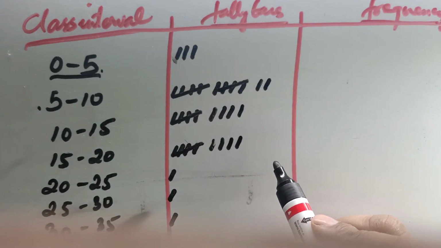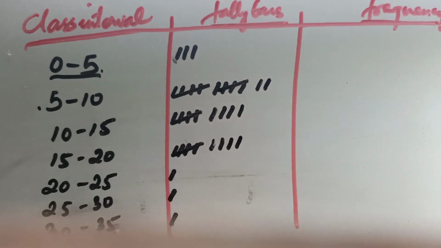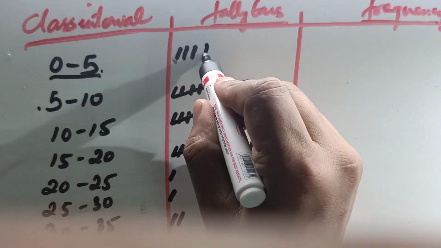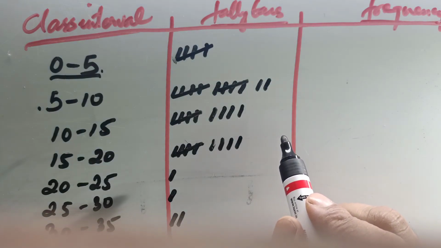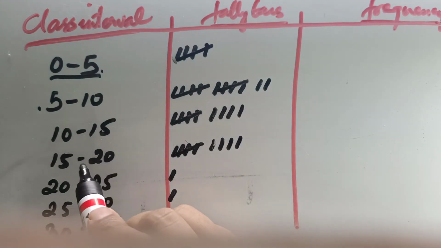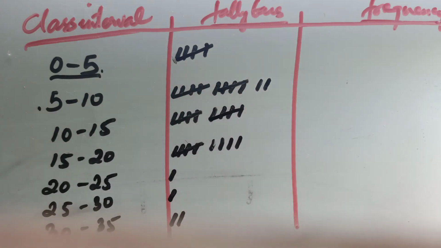Then 31, 2, 3. 2, 31 will be here. 3 will be here. 2 also will be here. 31, 3, and 12, right? 12, cut.